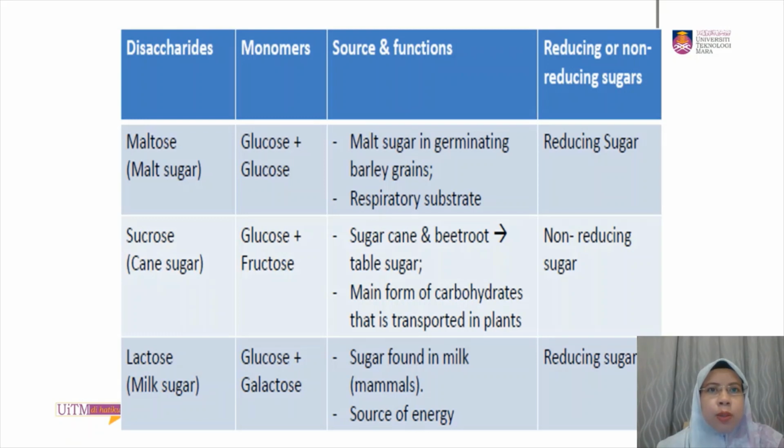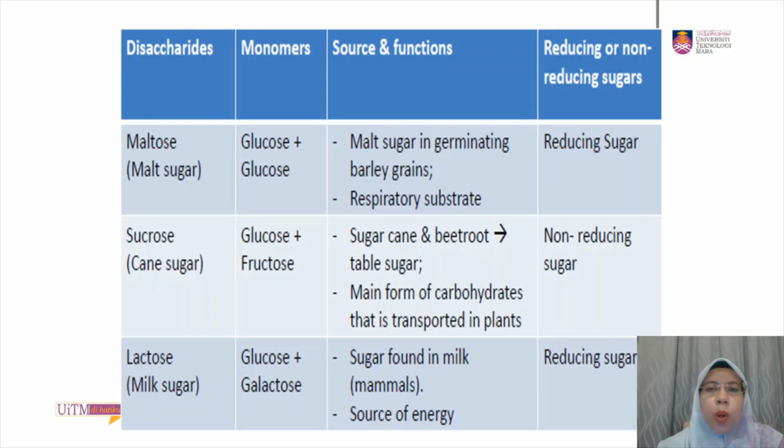The most prevalent disaccharide is sucrose, which you can find in sugarcane. This sucrose is also known as table sugar. It consists of two monomers, glucose and fructose. Plants generally transport carbohydrates from leaves to roots and other non-photosynthetic organs in the form of sucrose. We will discuss transport of sucrose in chapter 5.